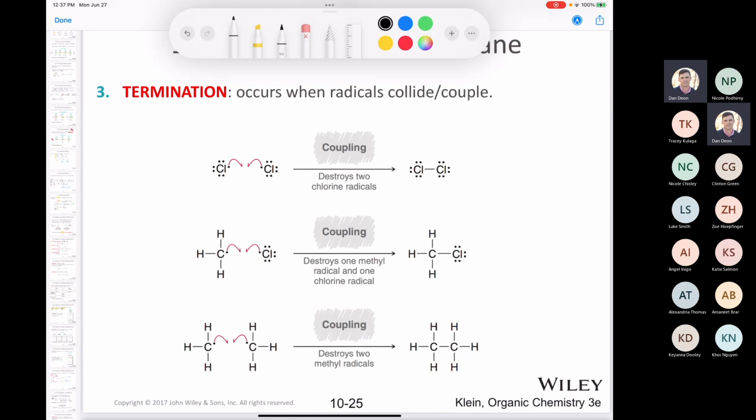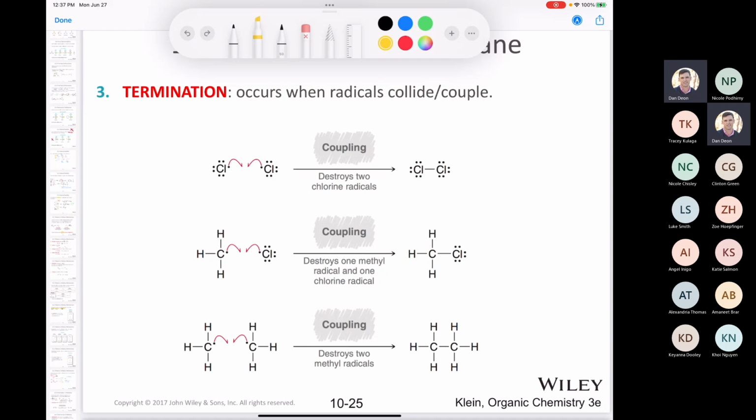So it could be the two chlorine radicals. It could be the methyl radical and the chlorine radical coming together. It could be two methyl radicals. I don't care. They all work as long as two radicals meet. Two radicals come together and they make a non-radical. It counts as termination. Good? All righty.